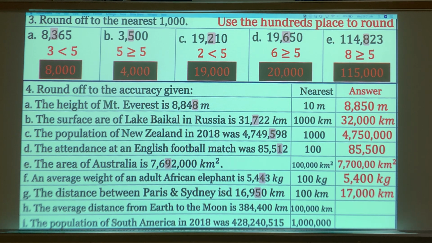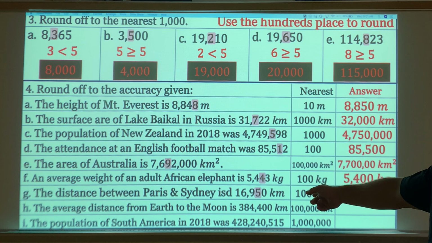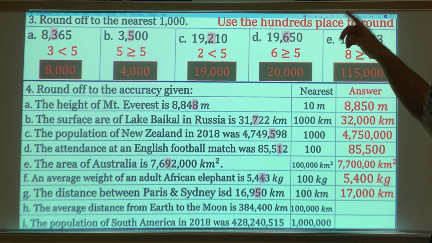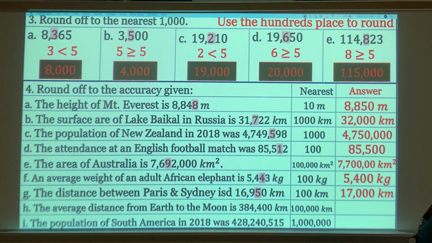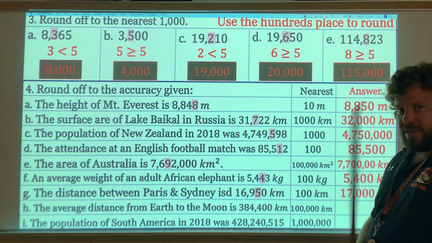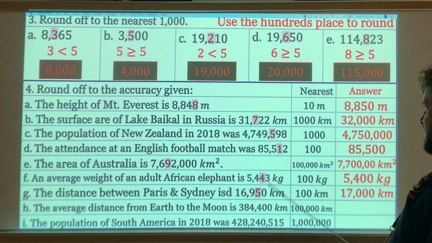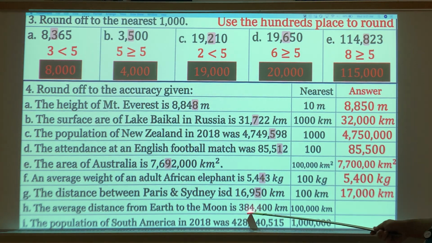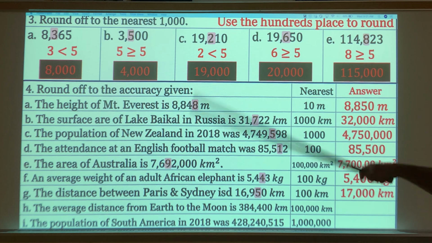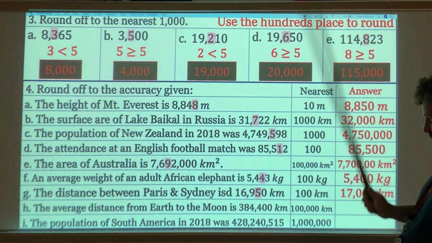Average distance from Earth to the Moon. Why is it average distance? Because Earth goes around the Moon too, right? The distance there changes. No, the Moon goes around the Earth. Wow, that was really, really bad to say. Just forget I said that. I was going to say the Earth goes around the Sun, but my brain froze.